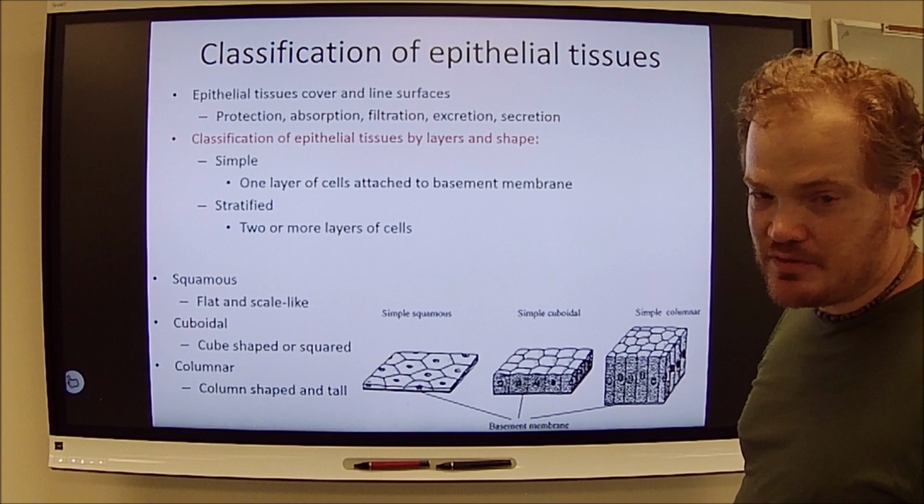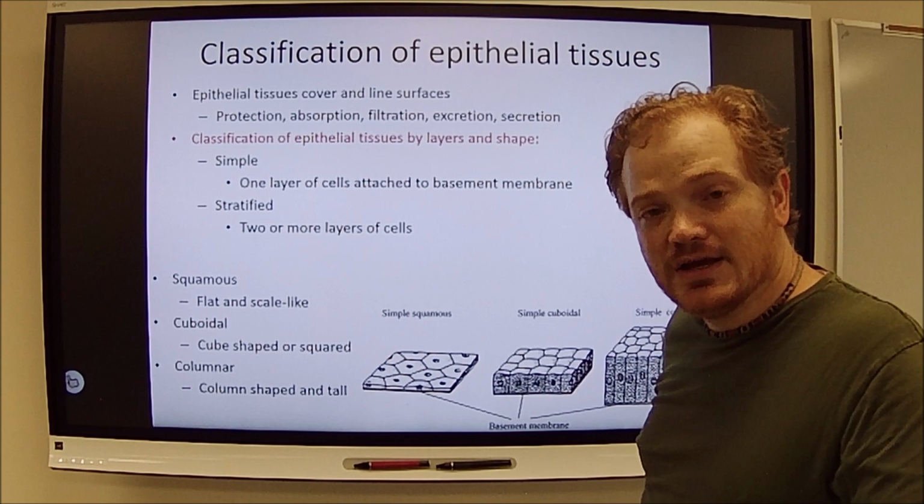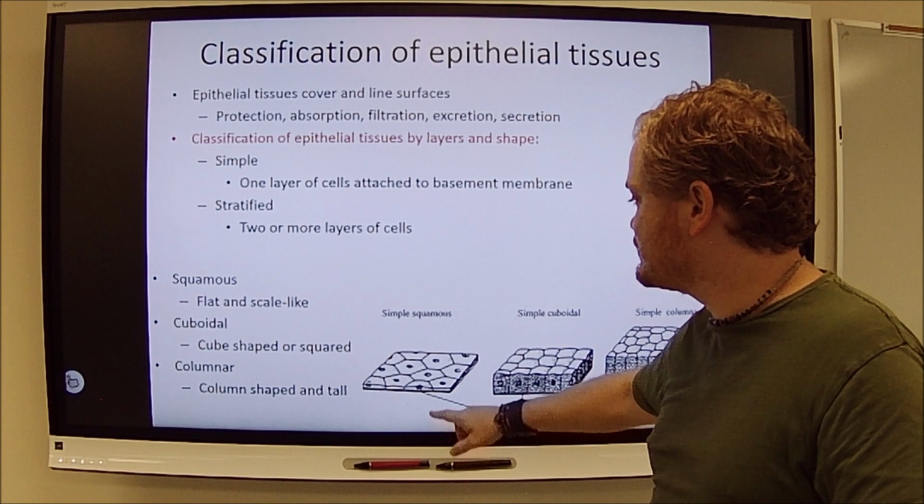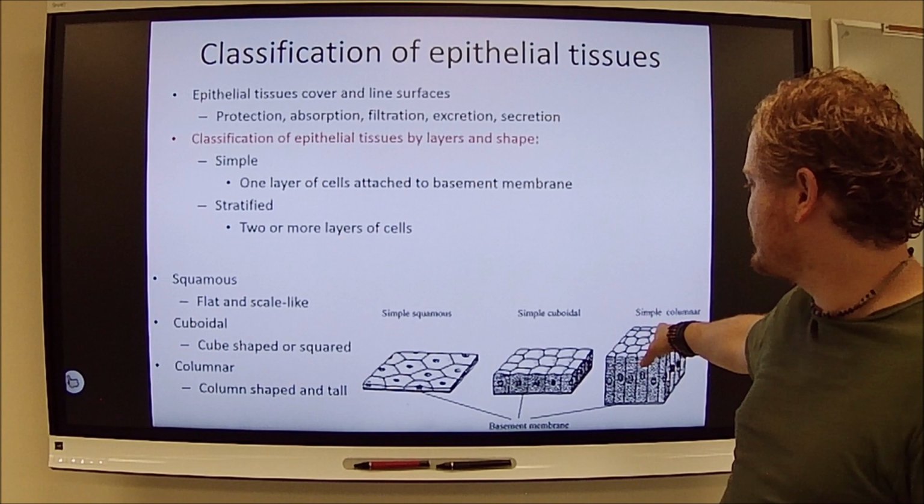How many layers thick are they? If it's one layer thick, we call them simple. If it's more than one layer thick, we call them stratified. And then we classify them by their shape. If the cells are flat, then they're squamous. If the cells are kind of squarish, we call them cuboidal. And if the cells are kind of tall, then they would be columnar.